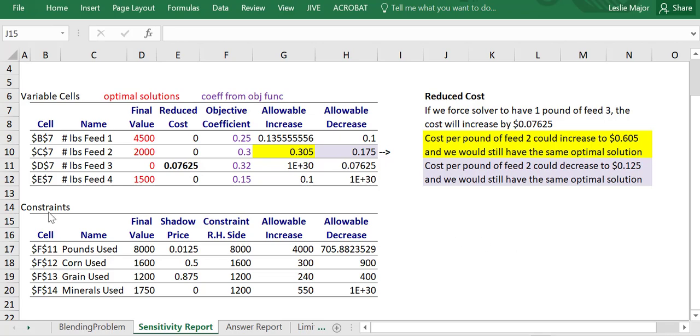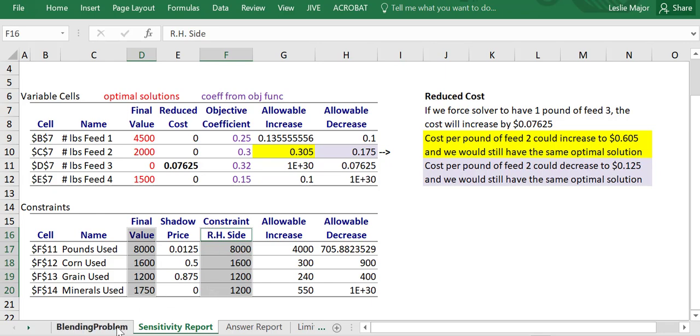Let's now talk about the blending problem sensitivity analysis on the constraints. In the previous video, I just talked about the variables. So let's have a look here quickly at two things to start with: the final values and the constraints.